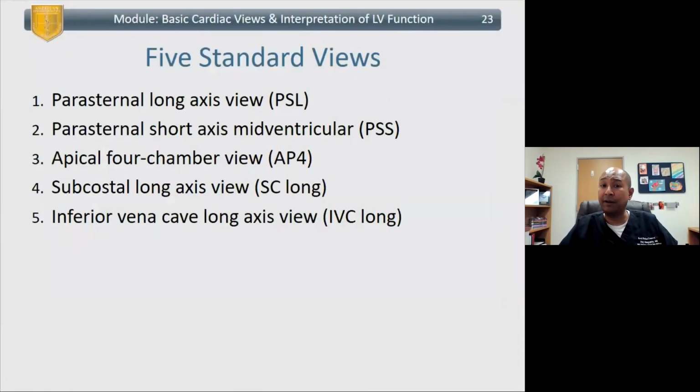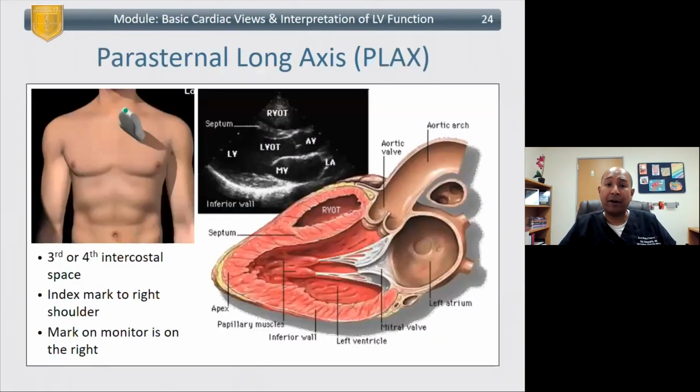So I did mention the 5 standard views, which we're going to go into detail. We'll start off with the parasternal long axis view, and we're going to work our way down to each of these 5 views. So for the parasternal long axis view, where do you want to start? So a couple things. We start at the 3rd or 4th intercostal space, as you can see in this diagram, and you see this green dot. That green dot is going to be the notch.